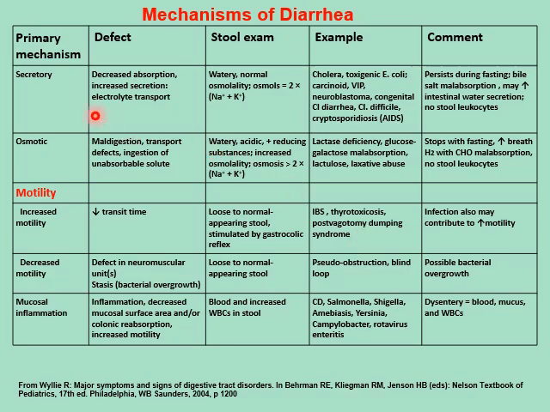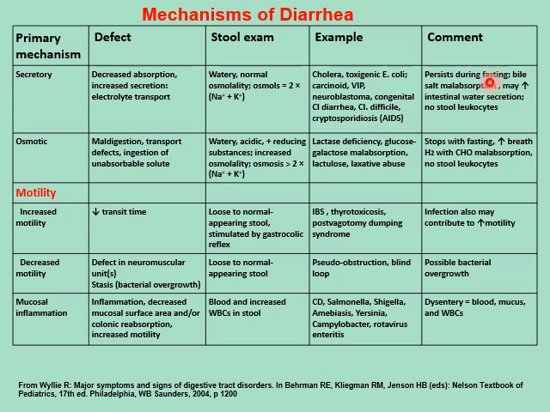What is the pathogenesis of the infectious disease? It may be related to secretory, osmotic, motility problems, decreased motility, and mucosal inflammation. But the most important are secretory and osmotic. Here, secretory: cholera, toxigenic E. coli, carcinoid, VIP, vasoactive intestinal peptide variant, neuroblastoma, congenital chloride diarrhea, Clostridium difficile, Cryptosporidium, and patients with AIDS.